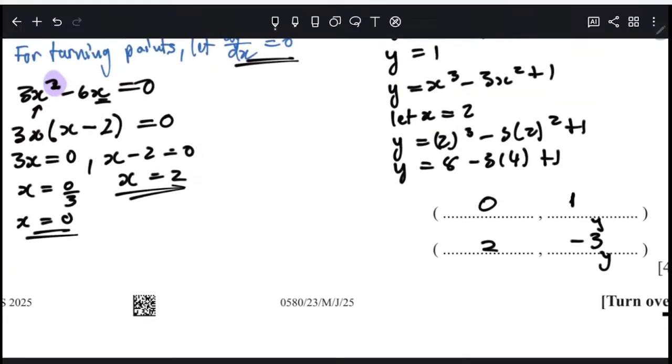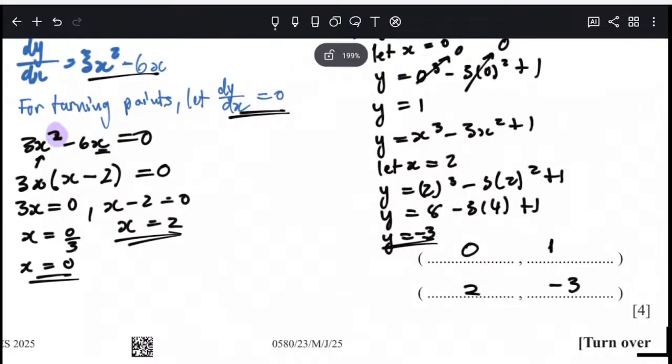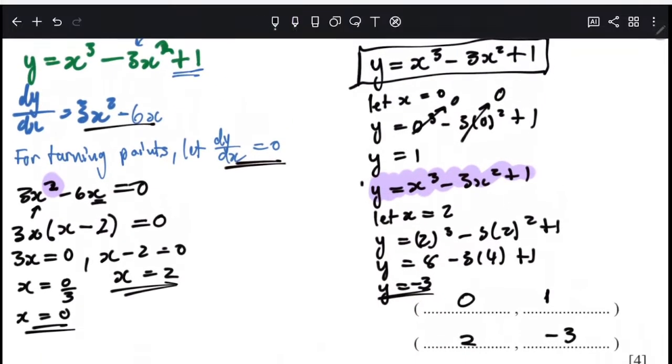You can start by trying with your calculator, then you can do without. Yes, Eric, I see your hand is up. Yes, I see your hands are up. Tell me, what is the question? Okay. Which stage? Finding the y value. Okay.